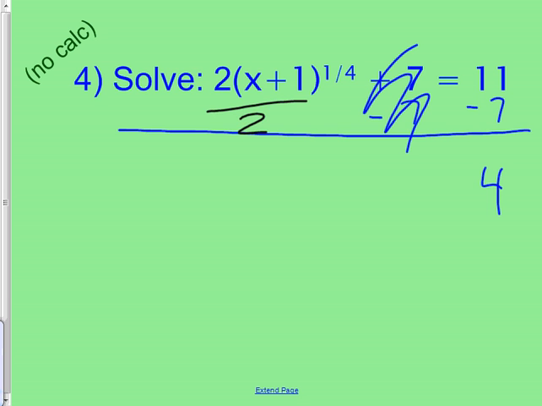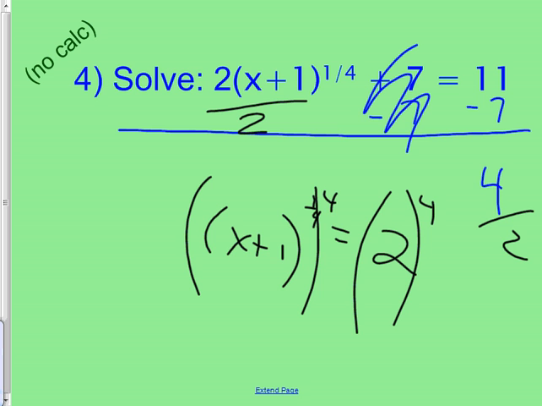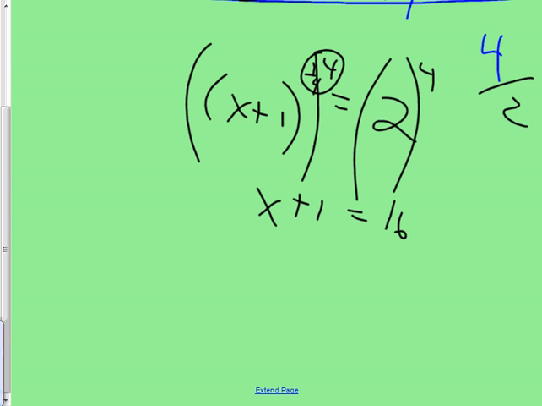Divide by 2. This was a 4, and I'm dividing by 2, and that makes it 2. I'm going to clean it up and rewrite now. (x+1) to the 1/4 is equal to 2. And then from there, I just have to raise both sides, and don't say multiply by 4, that's wrong. You put it to the 4th power. Yes, these powers will multiply, and I get x plus 1 to the 1, so it's just x + 1 equals 16. Subtract 1, and you got 15. Raise your hand if you had 15. Okay, good. Let's move on.